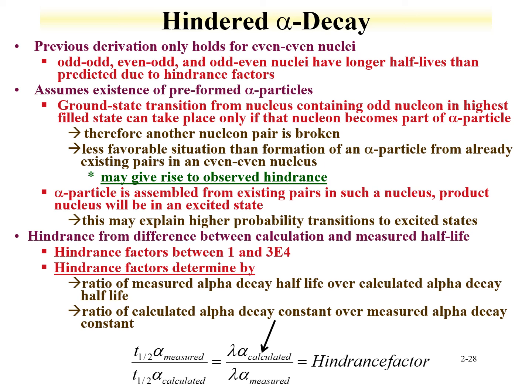This is because there's a relationship between the decay constant and the half-life: ln 2 divided by the half-life is equal to the decay constant. This is an important equation to remember, and use it to determine the hindrance factors. It doesn't matter if I take the ratio of the alpha decay half-lives or the ratio of the decay constants. What you should remember is that the values are going to be greater than 1. So if you make a calculation and the hindrance factor is below 1, chances are all you need to do is take the inverse of that.